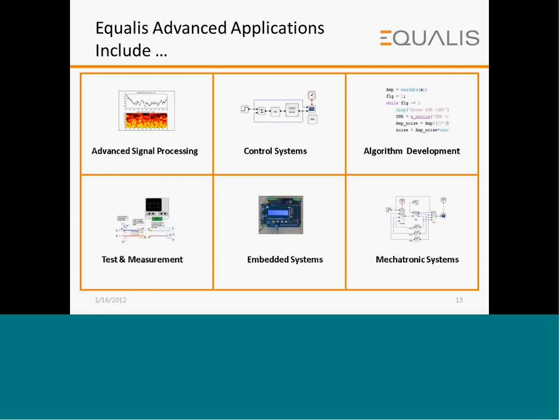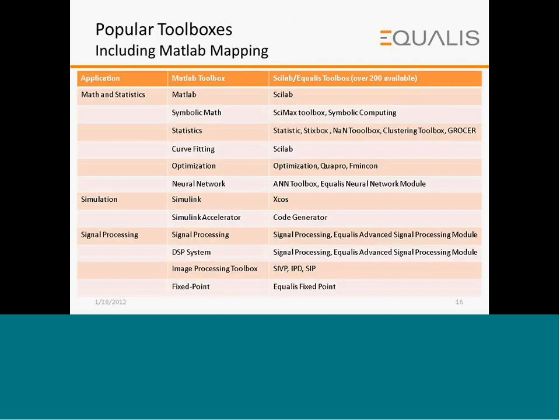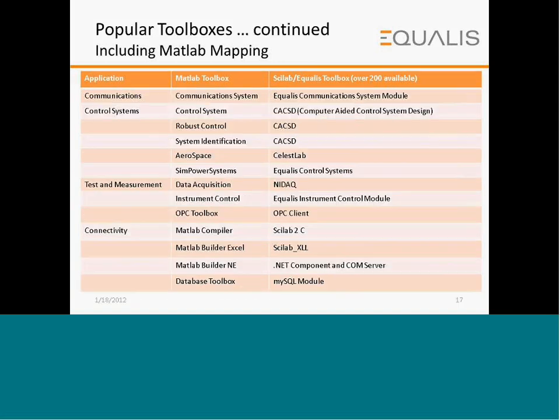Equalis advanced applications include advanced signal processing, control systems, algorithm development, test and measurement, embedded systems, and mechatronic systems. Here is a comparison of MATLAB toolboxes against Scilab toolboxes. Scilab has over 200 available toolboxes and equally comparable modules for math and statistics, simulation, signal processing, communications, control systems, test and measurement, and connectivity.